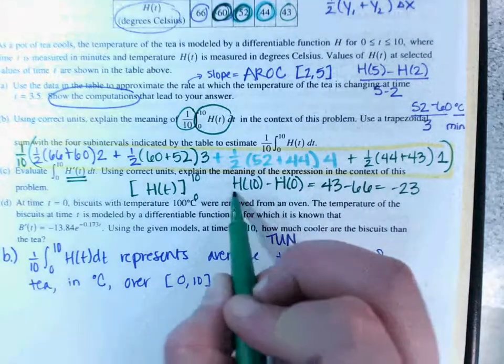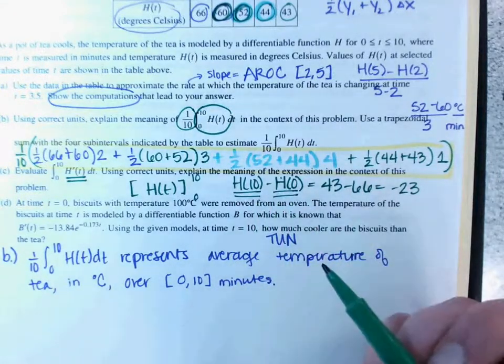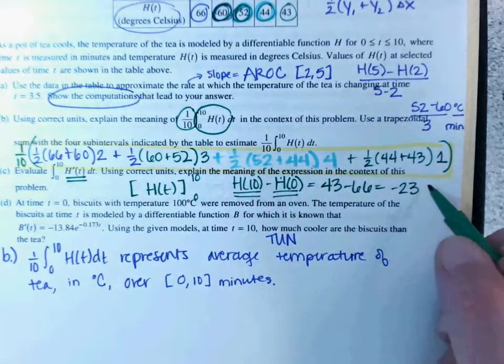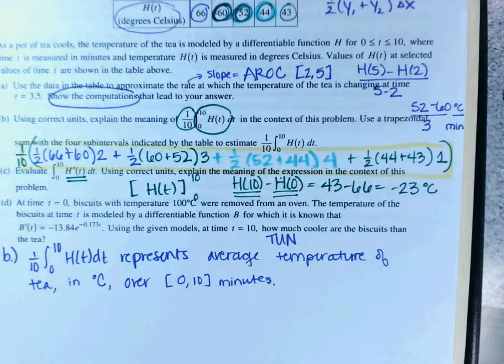If these were both H's, what were they measured in? What's H measured in? Degrees Celsius. So then if I'm subtracting two things, that doesn't change your units. So your answer would be degrees Celsius as well.